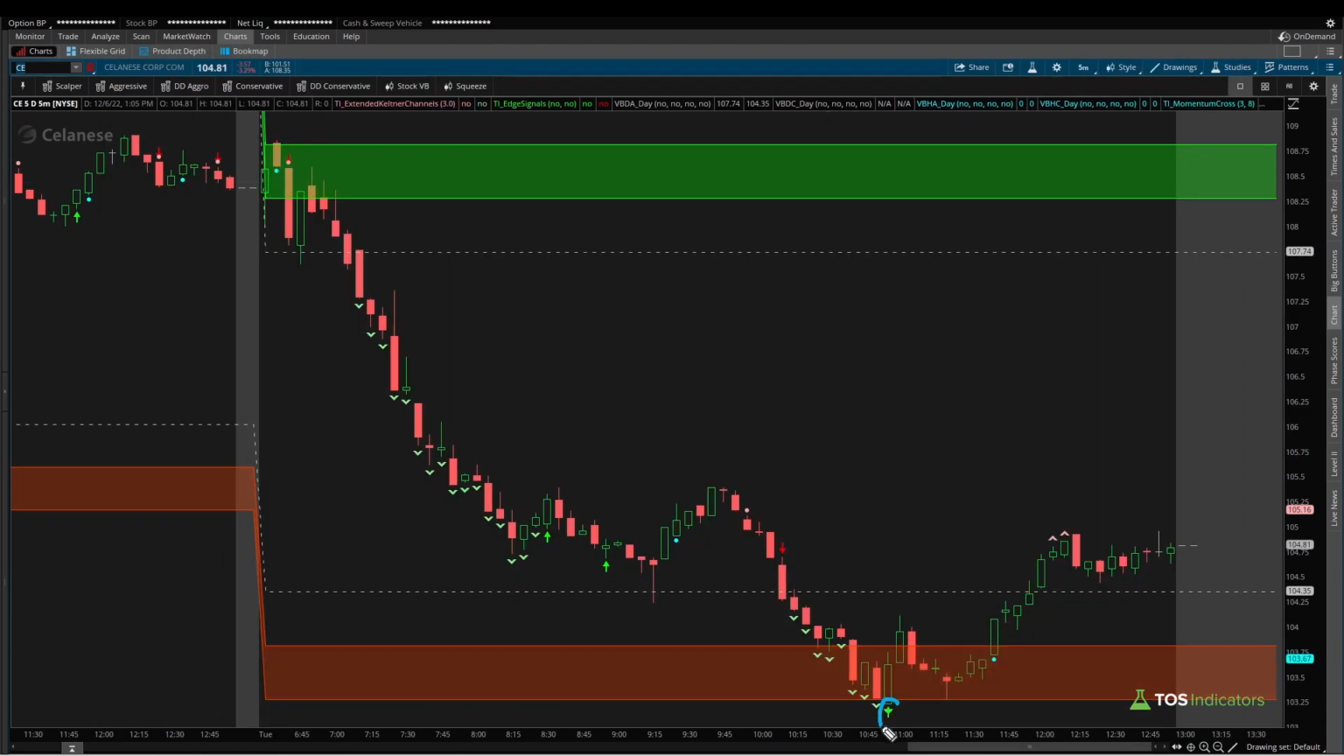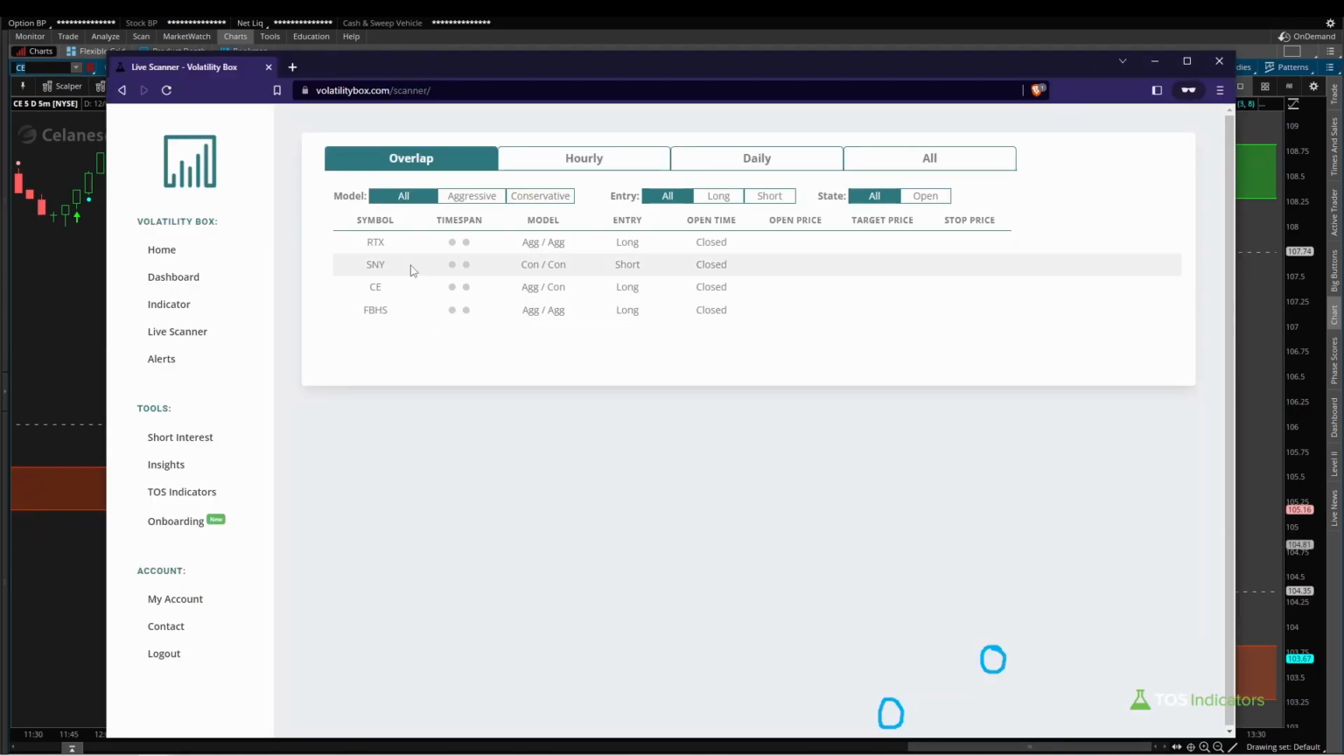We have the oversold confirmation signal. We have the momentum cross take place same time period as FBHS. And since that point, we have a pump into the close.